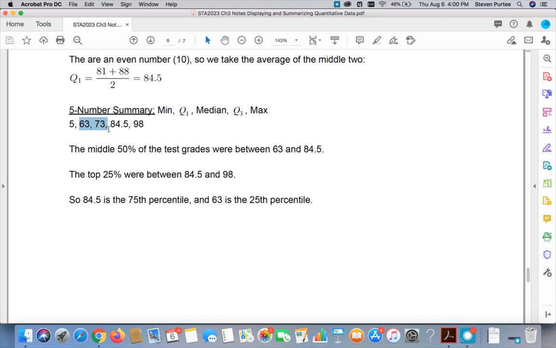Between 63 and 84.5 is my middle 50% then. That's the middle half of the class. I've got 25% above them and 25 below. This is another measure of center. This is the middle of the class, this group here. When we draw box and whisker plots later, this will be the box.